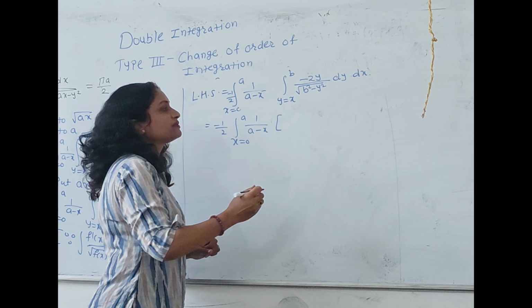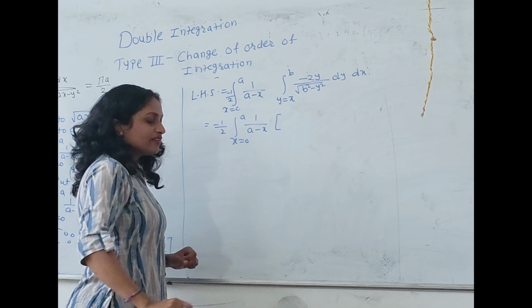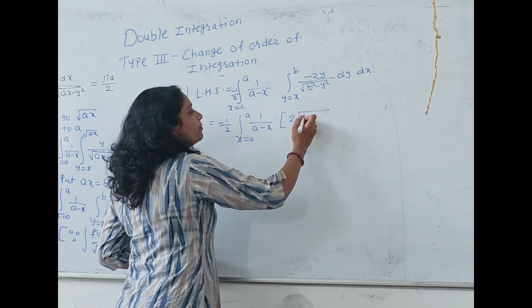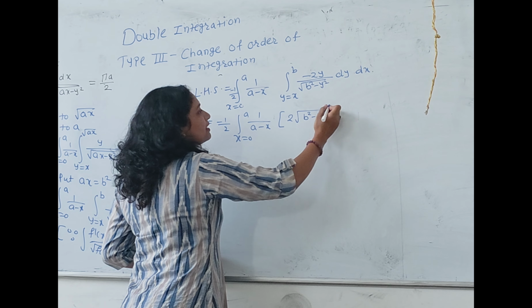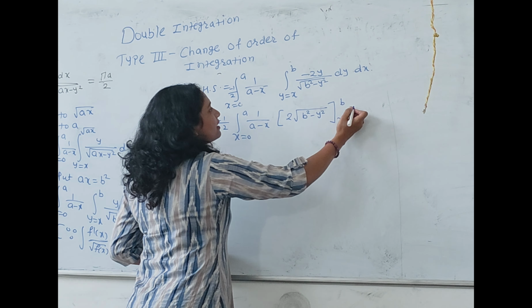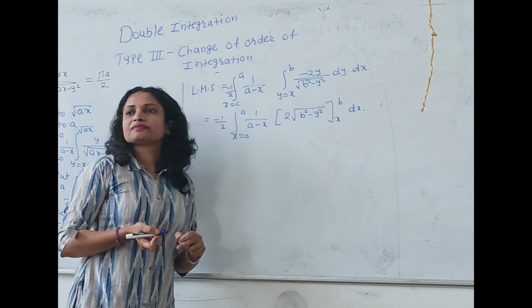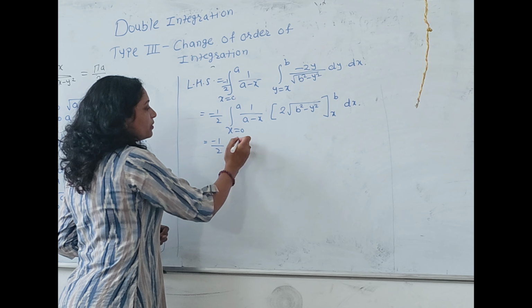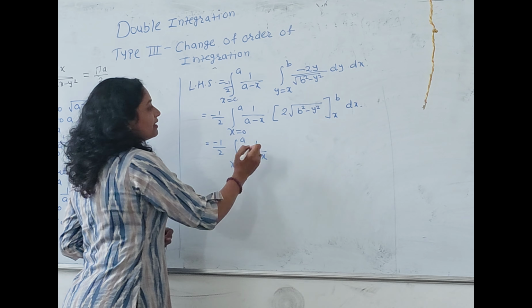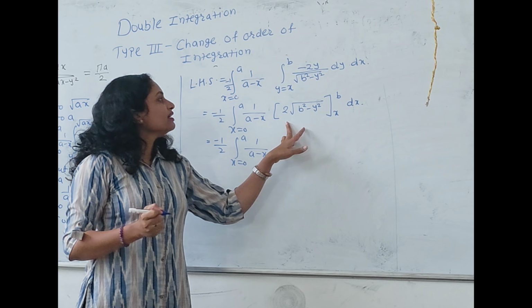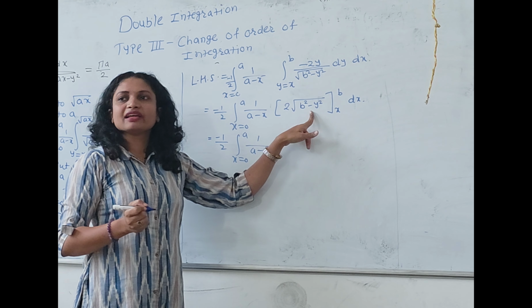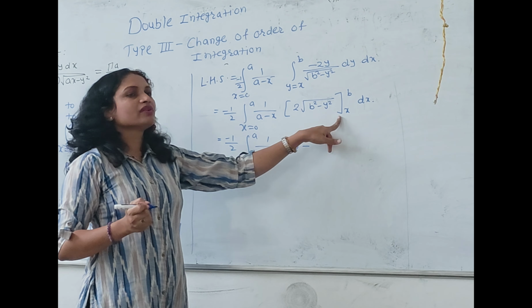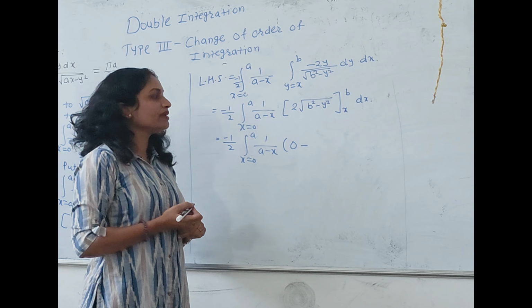So by using this formula, what will be the integration for that term? The integration will be twice the root of f of x. So that will be twice the root of b square minus y square, with limits from x to b, and dx. Put the upper and lower limit here. So this is minus half, x equals 0 to a, 1 upon a minus x. If you put the upper limit, what are you going to get? 0.